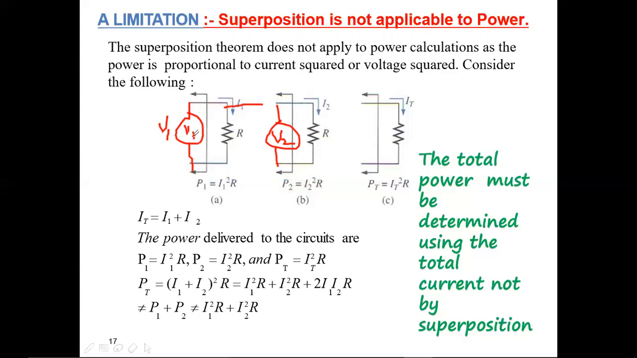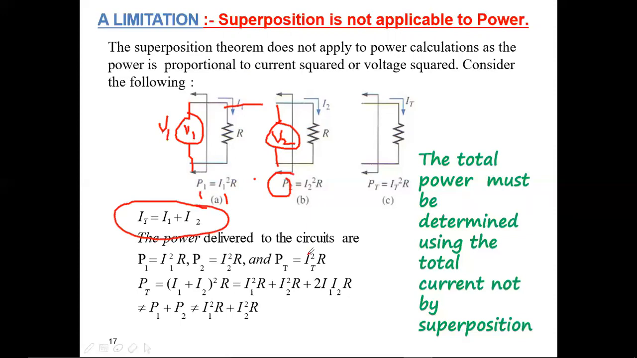For the measurement of power by using the V1 supply, you will get power P1 equals I1 square R. For the measurement of P2, you will get power I2 square R. If you want to measure total current by I1 plus I2, as you know, the total current IT is equal to I1 plus I2.